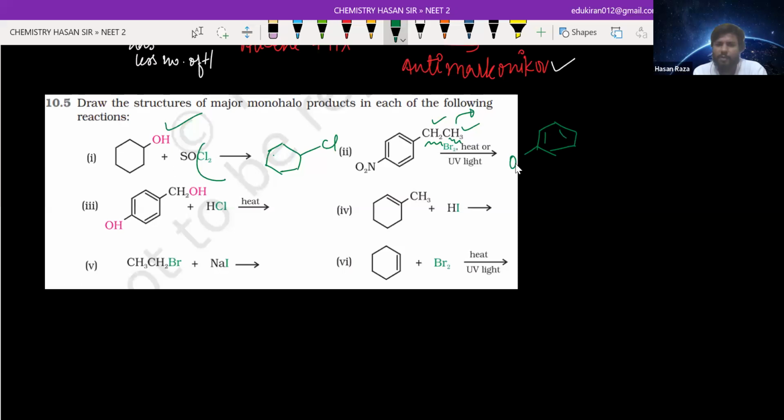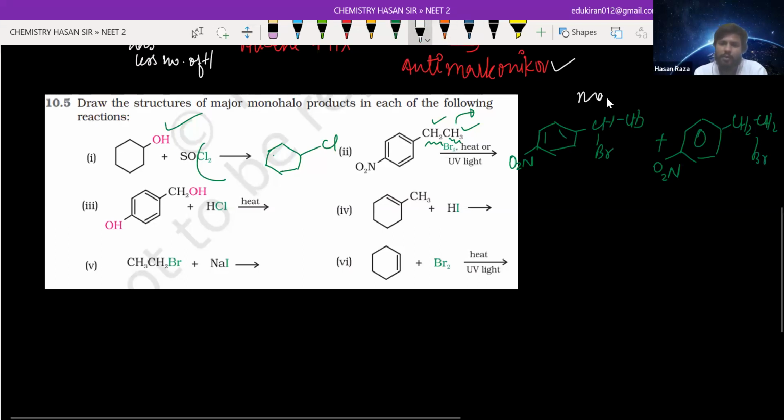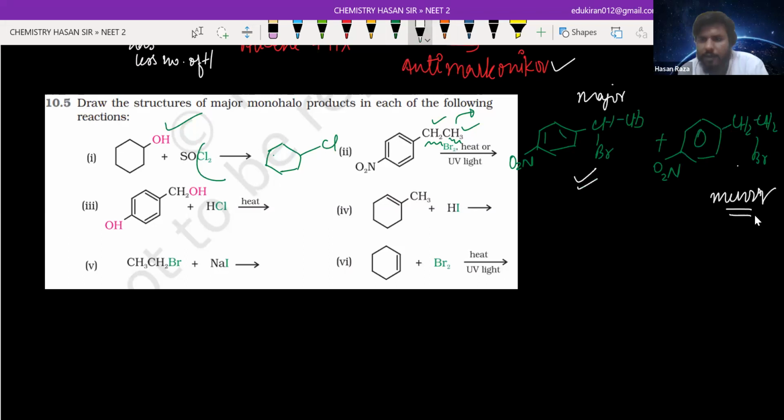This will be as it is because it is a benzene aromatic compound. Either you can do this or you can add bromine to this part, CH2, CH2Br. So what I want to tell you is that this is your major product. So we are going to only focus on this. This is your minor product, less stable because this is your secondary and this is your primary. So this is your major product.